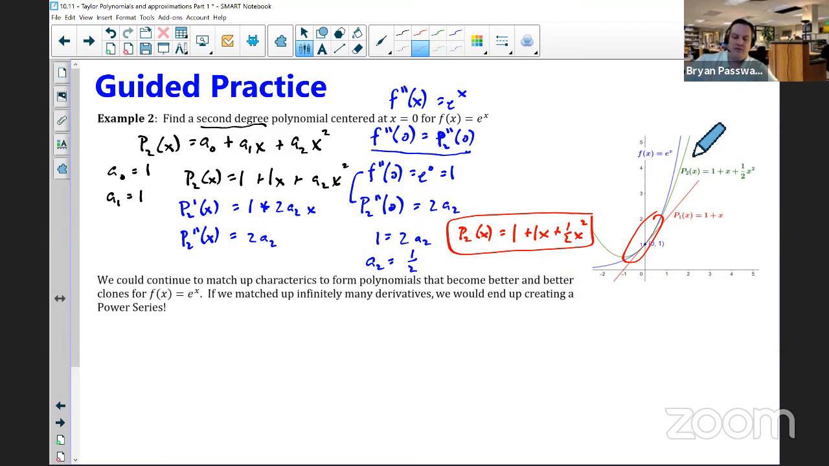And if we kept going, as you can imagine, we could keep matching up characteristics. And the more things you match up, the more derivatives you match up, the higher degree polynomials that you can create, and the better it looks. And if we did this infinitely long, there's infinitely many derivatives that we could pair up, it would just be an infinitely long polynomial, which is called a power series or a Taylor series.